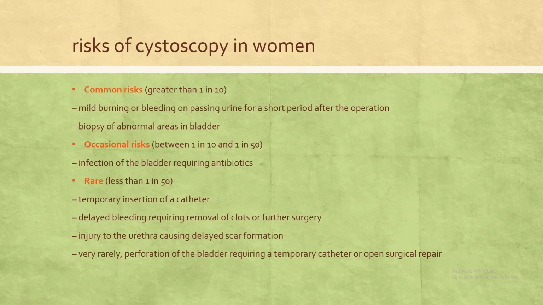Risk of cystoscopy. The common risk is mild burning or bleeding on passing urine for a short period. And also occasional risk is infection of the bladder requiring antibiotics. Rare risks are temporary insertion of catheter because of voiding difficulties, delayed bleeding requiring removal of clots or further surgery, injury to urethra causing delayed scar formation and stricture, and very rarely perforation of bladder which requires temporary catheter or open surgery.